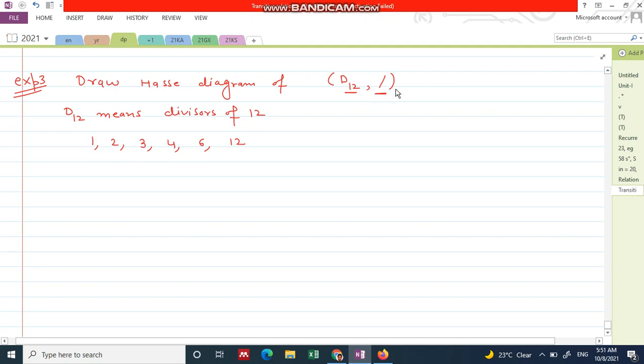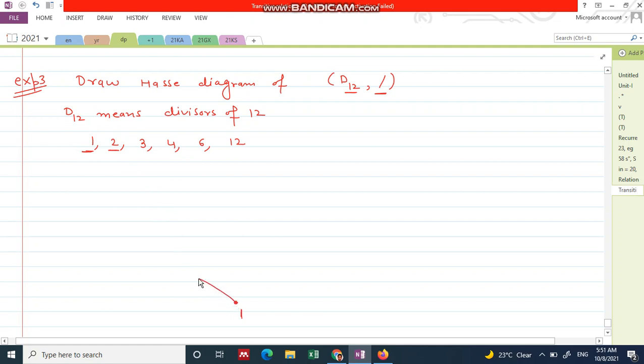So here the relation of divisibility is given. It means that this is a partial order relation. As it is a partial order relation, we can draw the Hasse diagram. So we start with the very first element. Okay. So 1, write this element at the bottom. Now the next element is 2. So what is the relationship between 1 and 2?